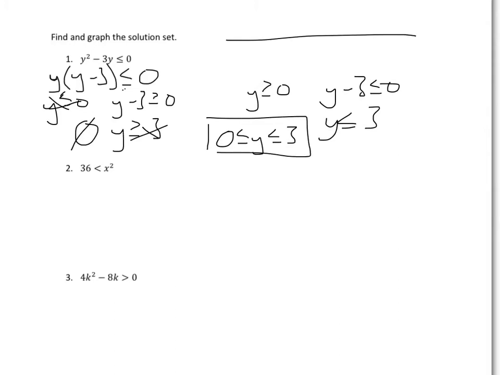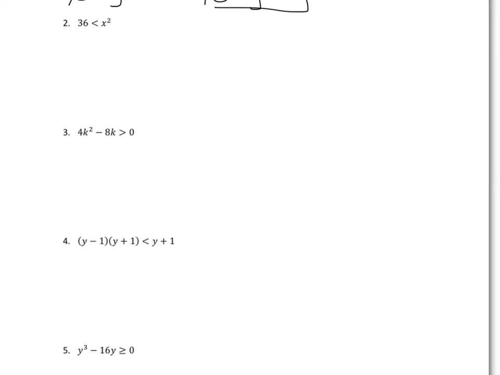And to graph that, of course, we put our 0 on here and our 3, both closed circles, and fill in the graph in between. Okay, and of course you can plug those numbers in or use a calculator to check to make sure you get the right answer. Second problem here. 36 is less than x squared. Right? Now what I would do is you're going to want that x squared to be positive, right?